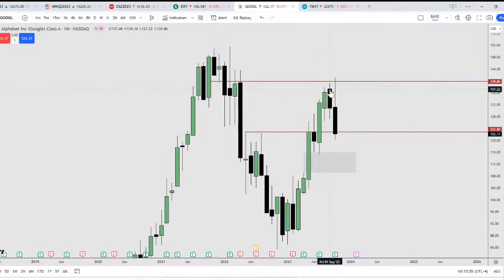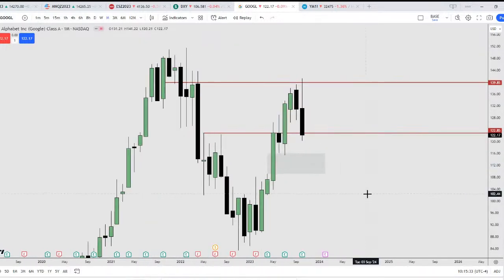So you want to see candles closing above this level, and then you can look for this swing high. But so far, it's respecting this level, so I believe we might want to attack this swing low here for Google. And below the swing low, how far can you go? The midpoint of this fair value gap, which would come in right about 112.64. Right? So that's for Google.